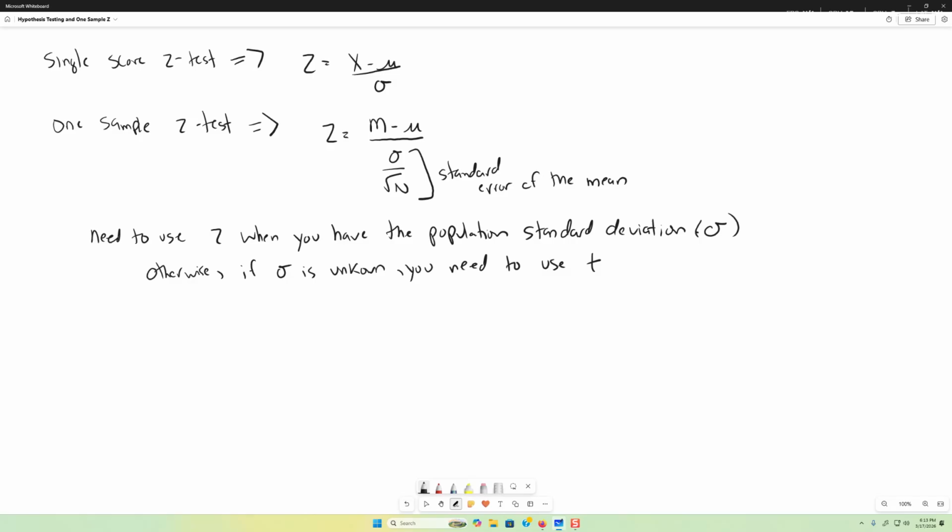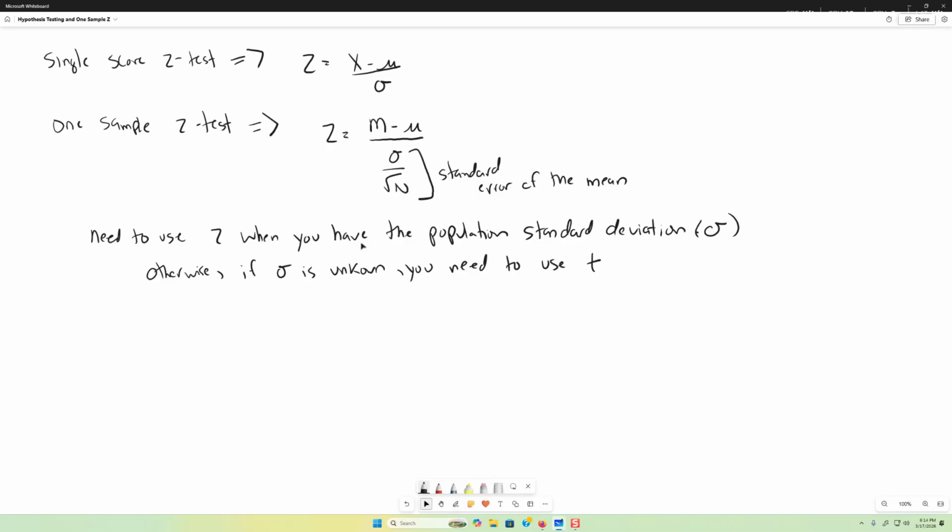But if I'm doing research on a population that I have no knowledge of, and I don't have most of the population data on me, then I have to use t because I will not know sigma. So in 90-something% of cases, you're not going to know sigma in research. You're going to have to use t instead. But for now, for these kind of problems, we're going to assume that we know sigma.